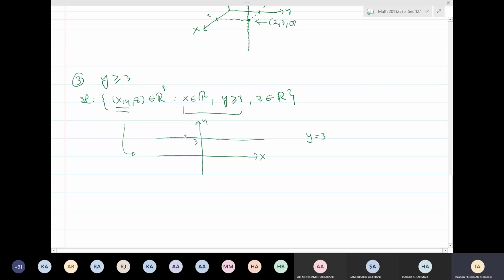Now y greater than or equal to 3. What should I choose? On and above. Everything above this line is greater than 3. This is just y equals 3. If I need greater than, every y greater than 3 will be here: 4, 5, etc. That means you are here. So this is the graph in orientation.